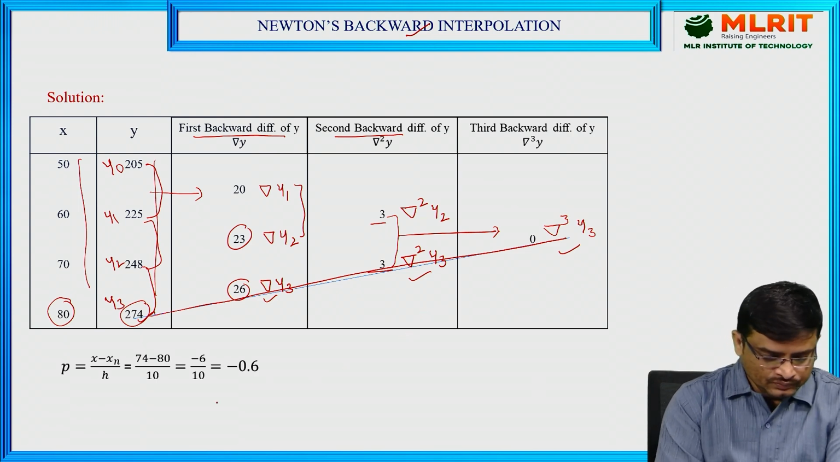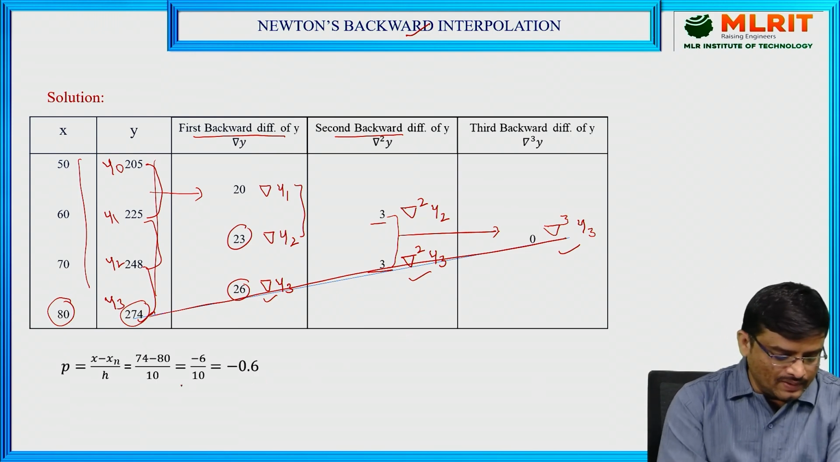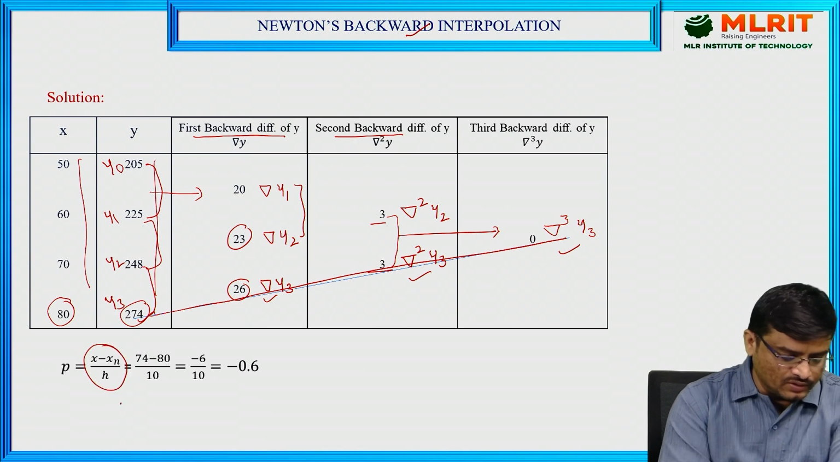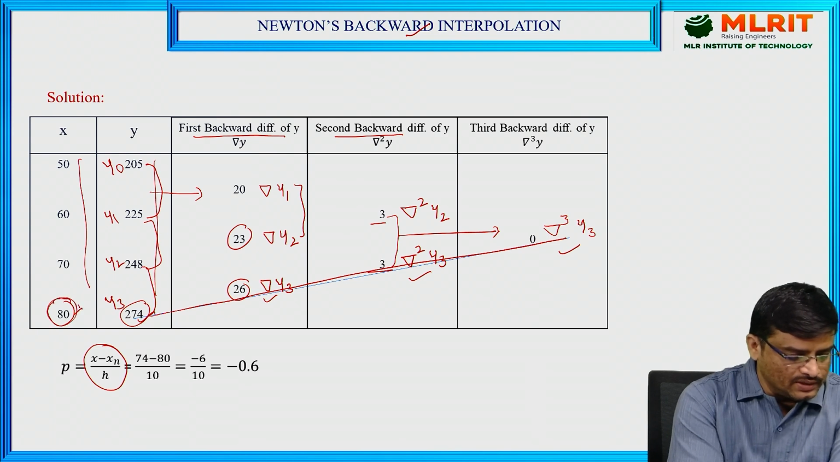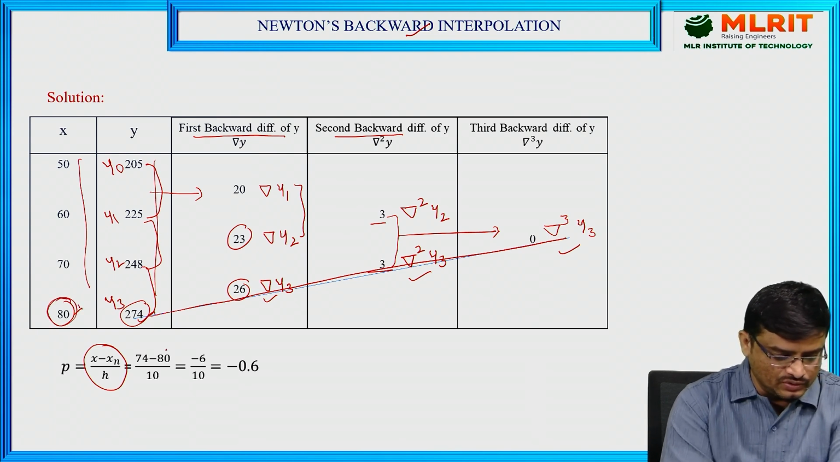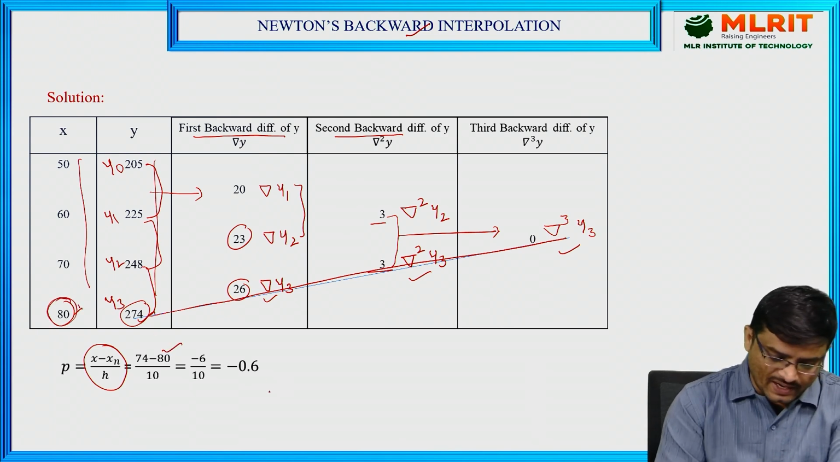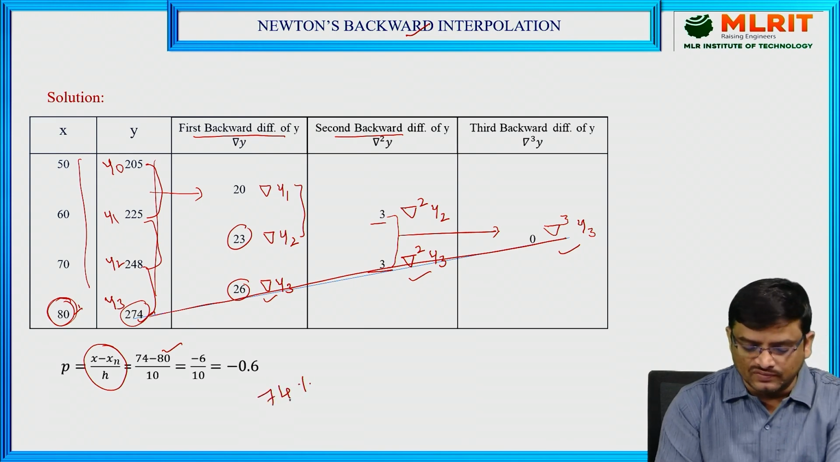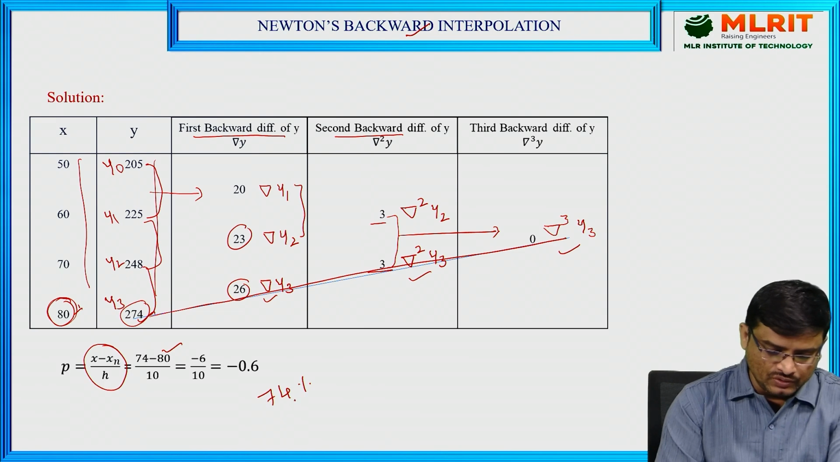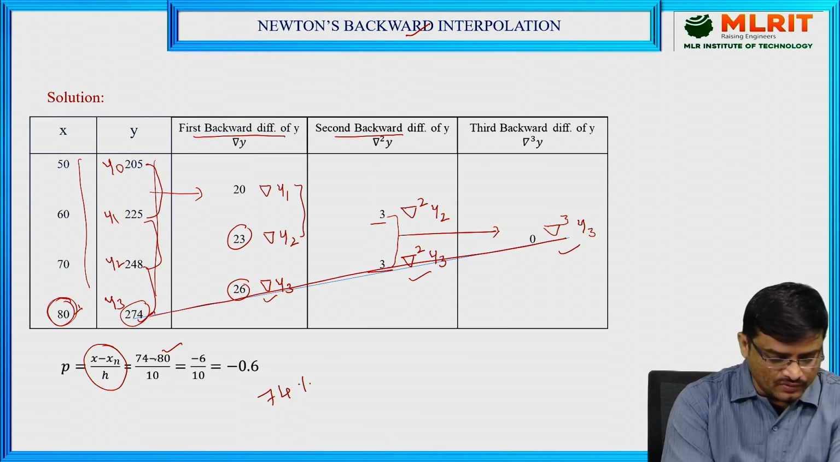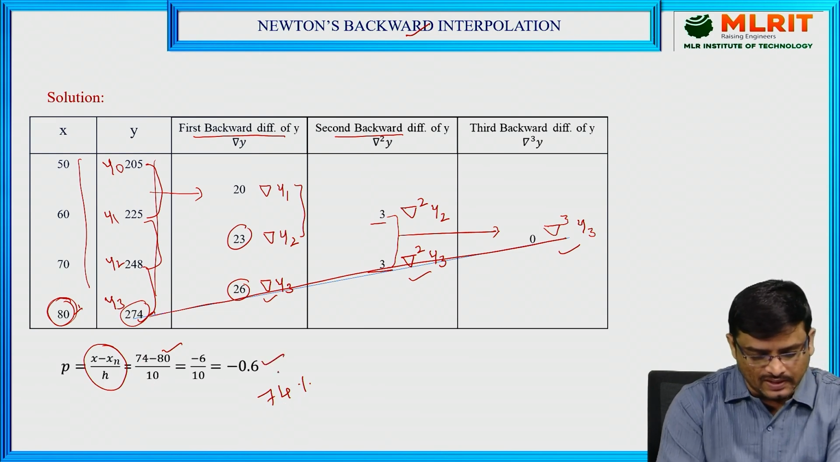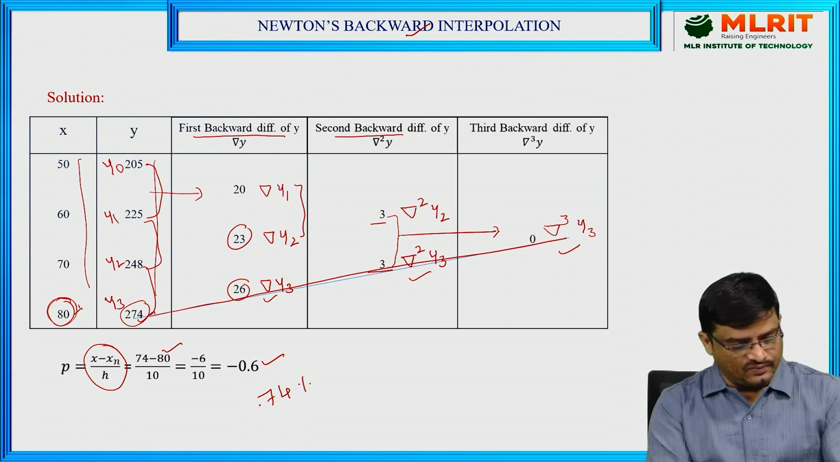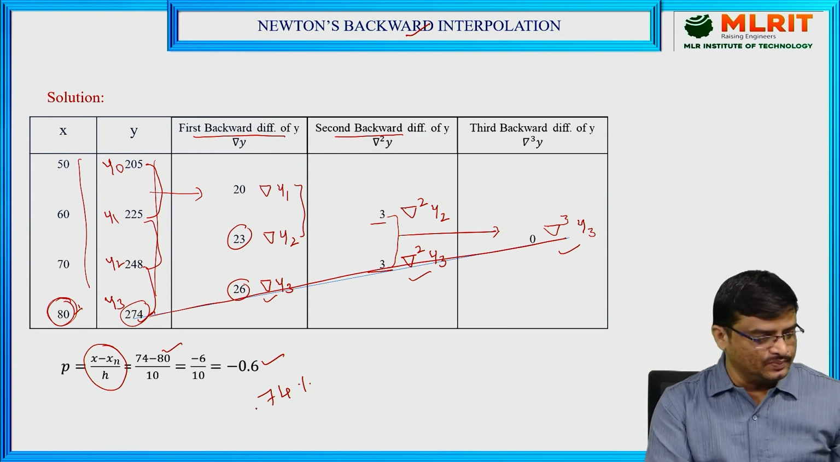Now we'll see how to find that p value. This is our standard formula to find the p value, x minus xn by h. Xn is nothing but the last value. Our last value in the x column is 80. So you take 80, and we are finding the temperature to get 74% of lead in that particular alloy, so you consider x as 74. 74 minus 80 by 10, you will get this value as minus 0.6. This is our p value here.